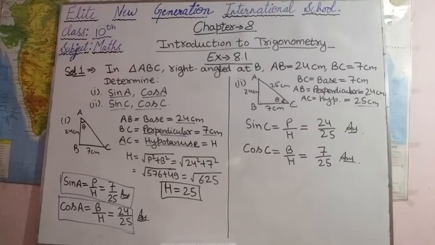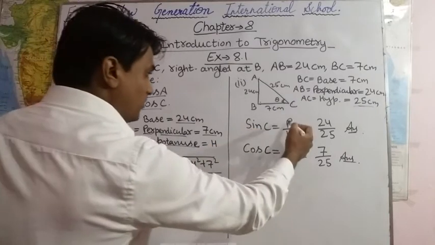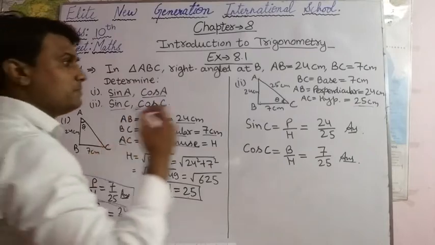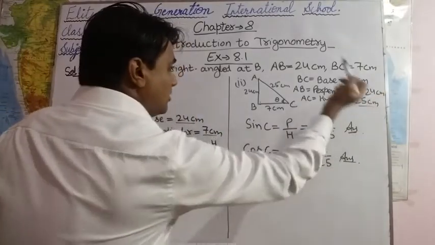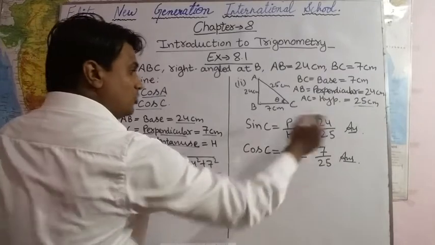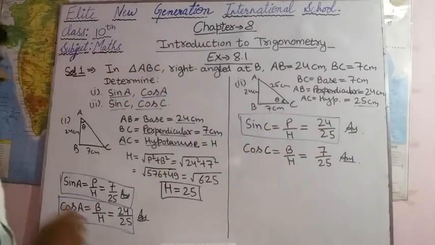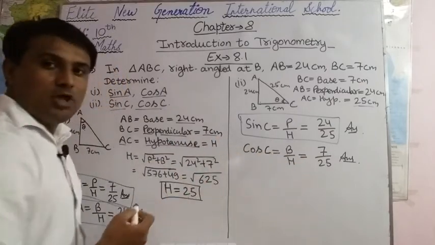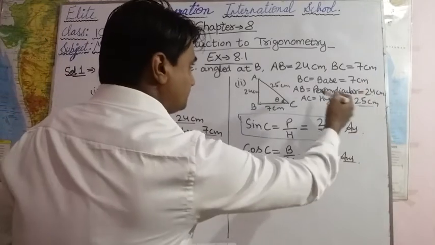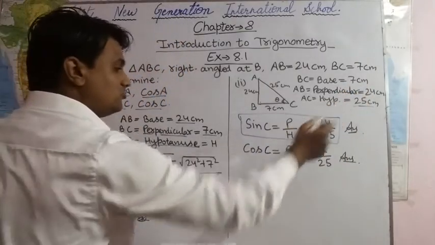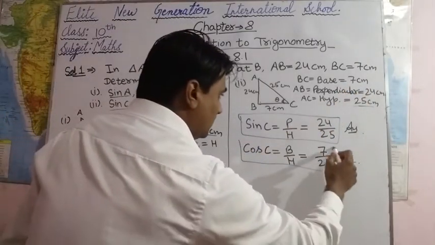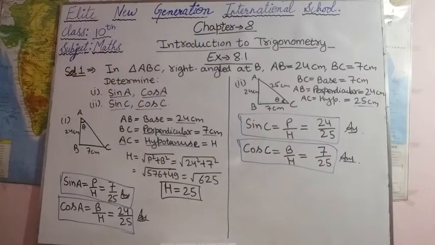Now for finding the value of sin C, sin C will be perpendicular upon hypotenuse. So here perpendicular is 24 and hypotenuse is 25. So 24 upon 25, this is the value of sin C. Now cos C will be equal to base upon hypotenuse. So here base is 7 and hypotenuse 25. So base upon hypotenuse will be 7 upon 25. So this is the answer. In this way we can do other questions also. So after this, see the next question.